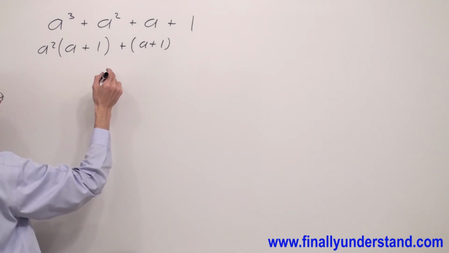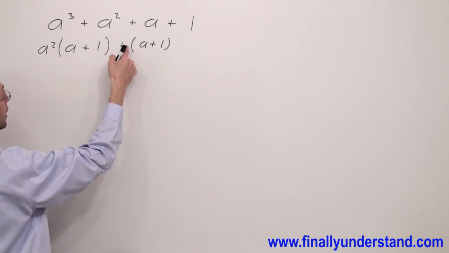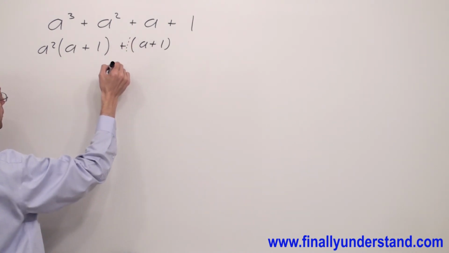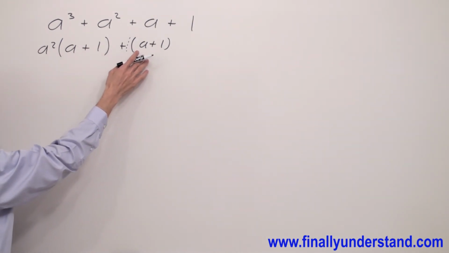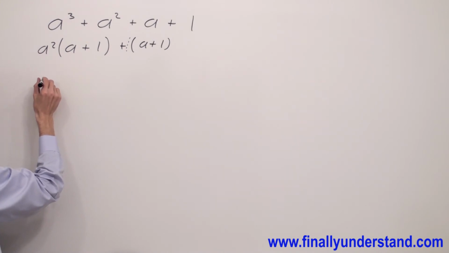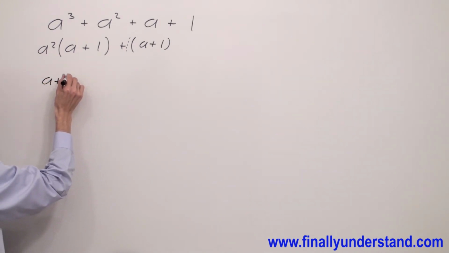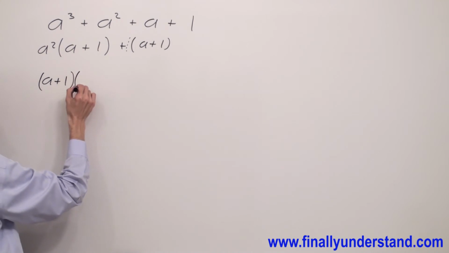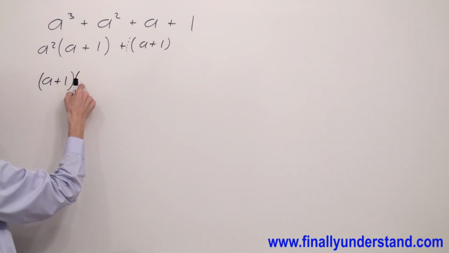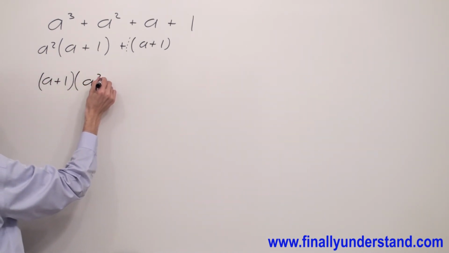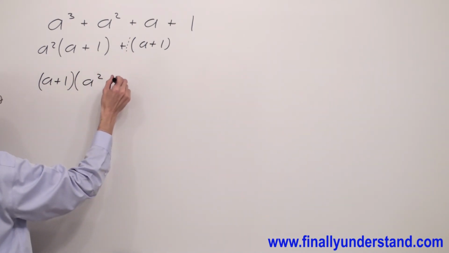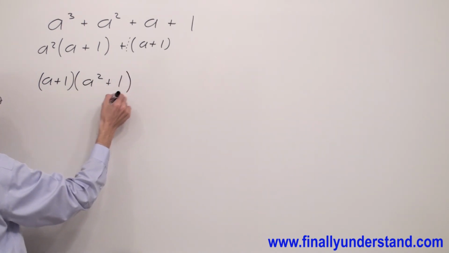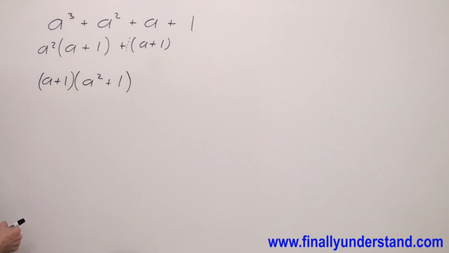Next, please realize that anytime we do not have any integer next to the parentheses, there is always invisible one. Now I have common factor a plus 1, a plus 1. I have to factorize this common factor. I'm going to have a plus 1 times, inside of the parentheses, I have to write everything whatever left. I'm going to have a squared plus, and this invisible one becomes visible. And this is simply the solution to my problem.